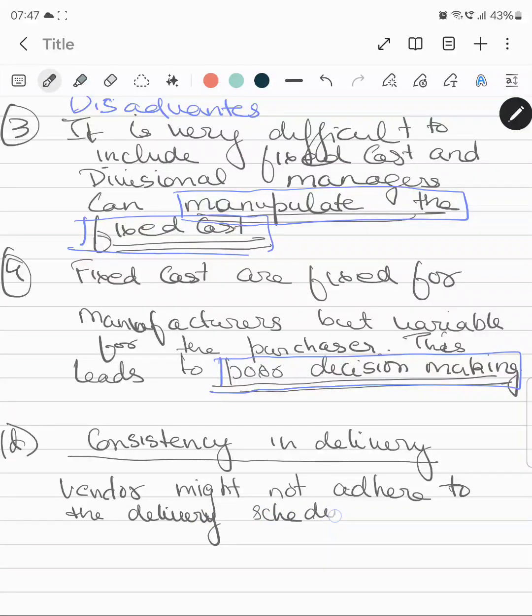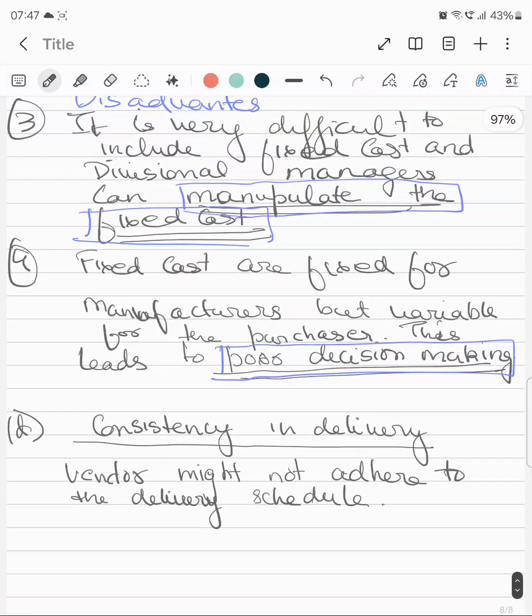So there might be a delivery schedule decided between Hammer and the outside supplier, but there is a risk that the outside supplier would not follow the delivery schedule. So this is one point.